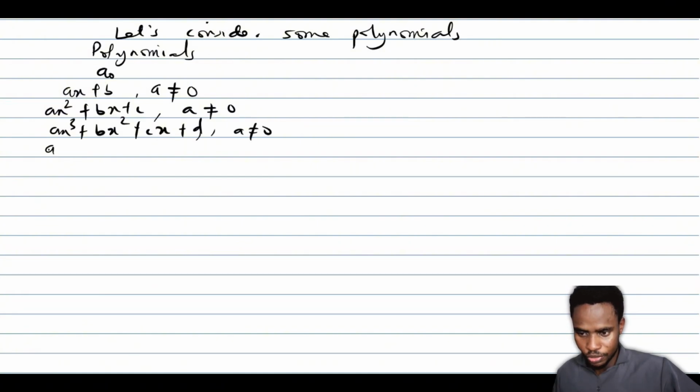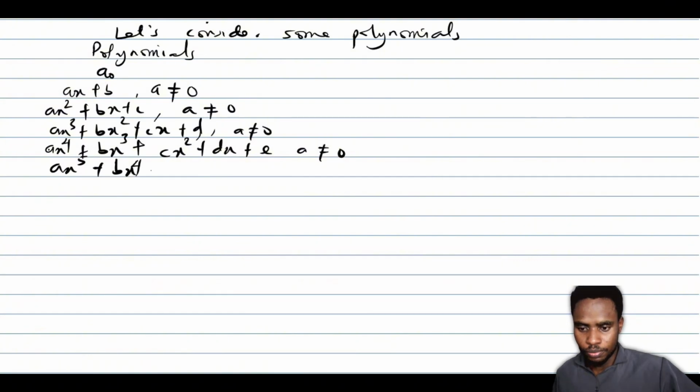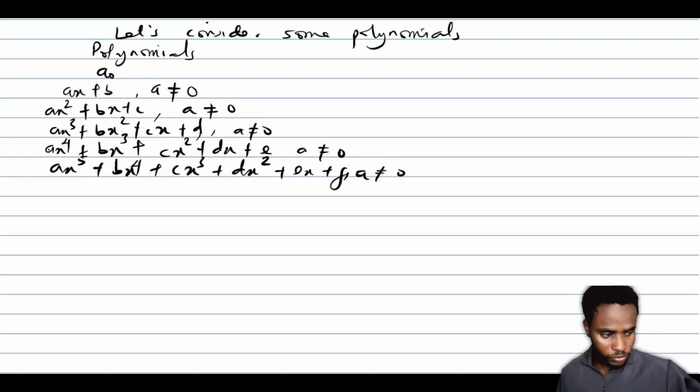as to the power 4 plus bs to the power 3 plus cs to the power 2 plus ds plus e with a not equal to 0. as to the power 5 plus bs to the power 4 plus cs to the power 3 plus ds to the power 2 plus es plus f, with a not equal to 0, the leading coefficients. So let's determine the degree, and the degree will determine the name given to the polynomial.